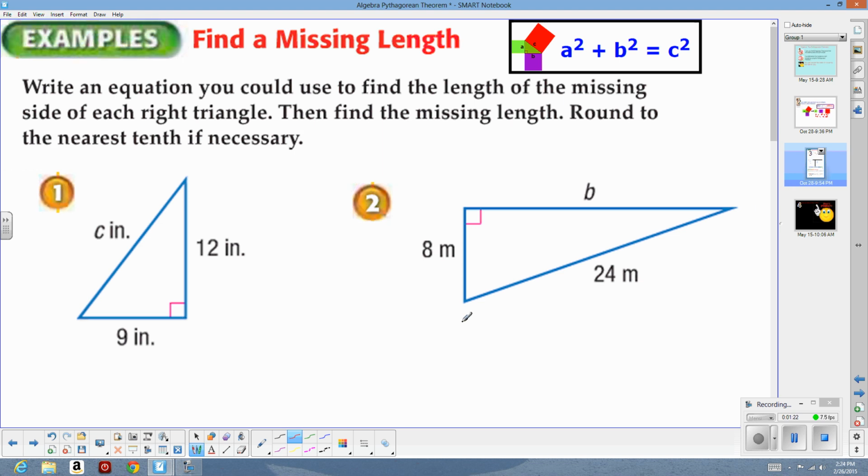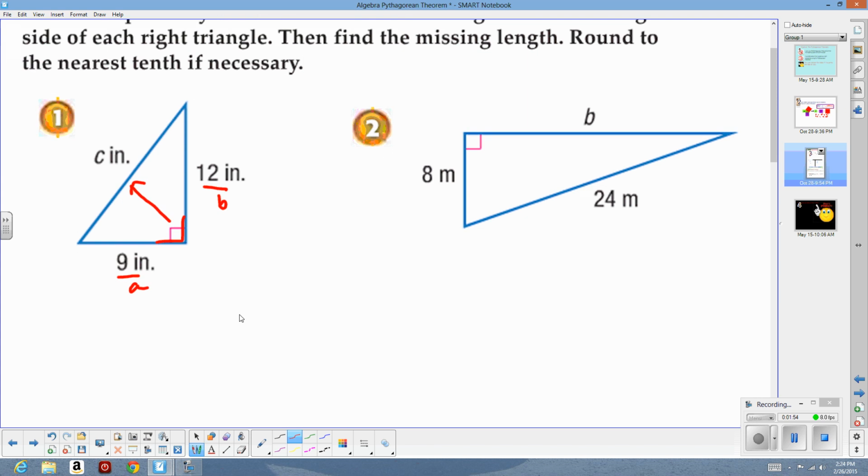In our first example, you're going to write an equation using the Pythagorean theorem to solve for the missing side length. We're going to round our answers to the nearest tenth. So if this is my right triangle, these two sides right here are the legs. They form the right angle. Your legs are always your A and your B. It doesn't matter which one you call A and which one you call B, but the two that form the right angle are A and B. The hypotenuse, or the side across from the right angle, is called C.